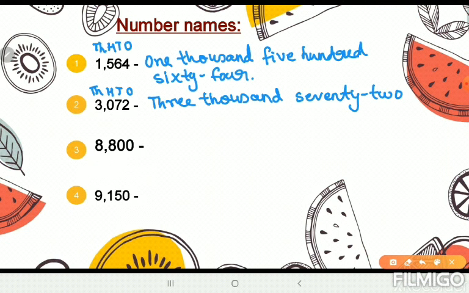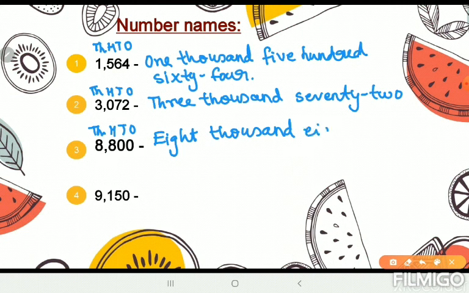Now let's see the next one. Again ones, tens, hundreds and thousand. So what is there in the thousands place? 8. So we write 8,000. What is in the hundreds place? Again 800.